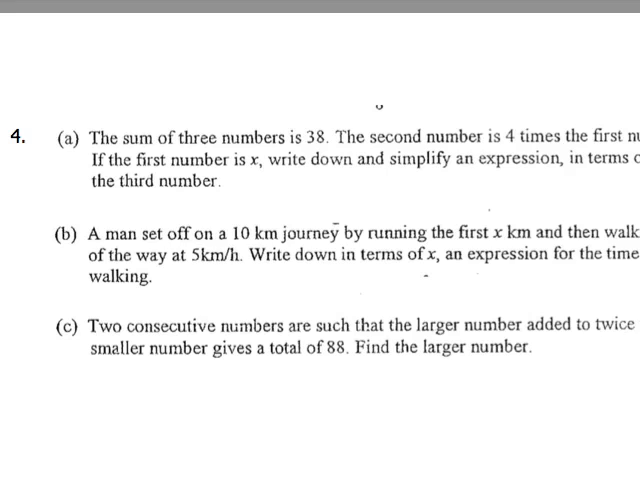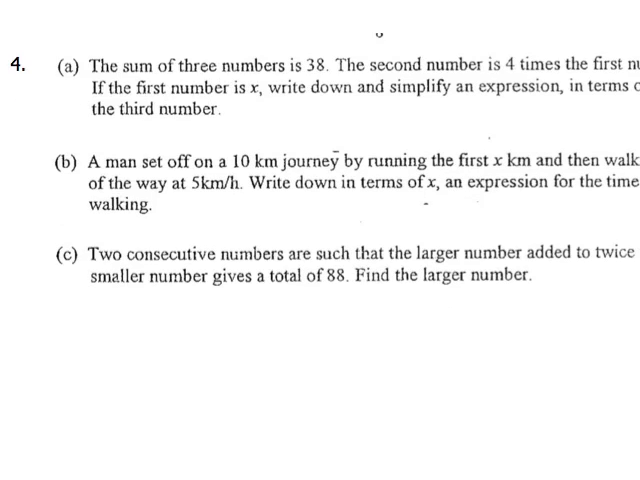The second part of the question says a man set off on a 10-kilometer journey by running the first x kilometers. Now, my question to you is, can the first x kilometers be more than 10? No, because he set off on a 10-kilometer journey. Therefore, the first x could be 1, 2, 3, all the way to 9.9. And then he walked the rest of the way at 5 kilometers per hour. The question says, write down in terms of x an expression for the time he spent walking.